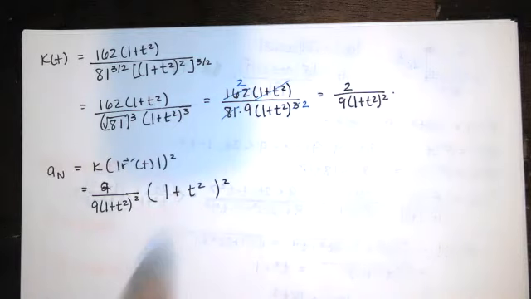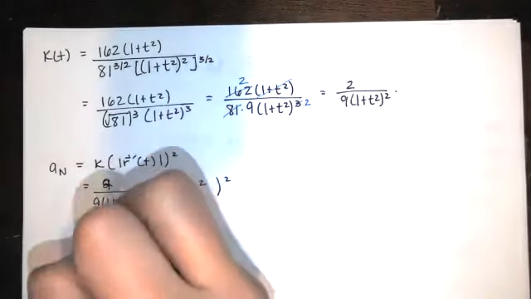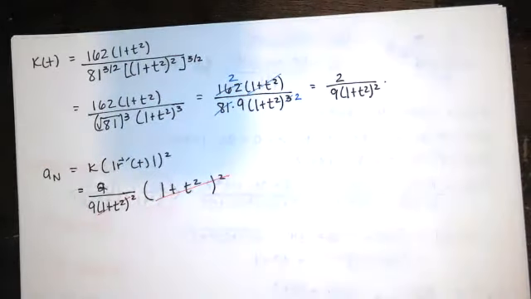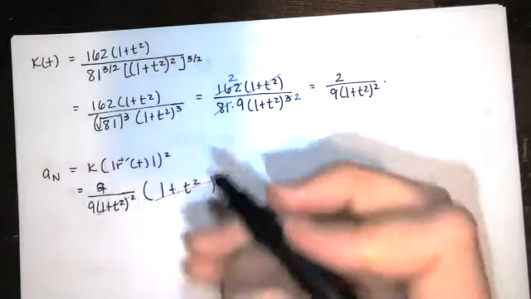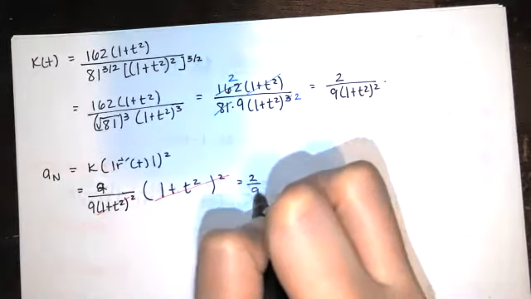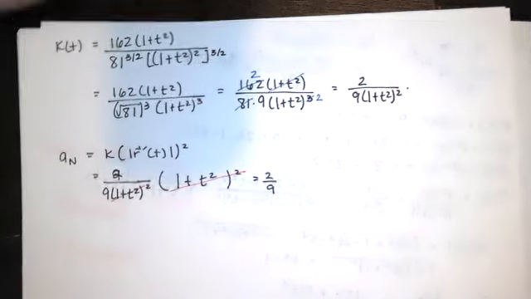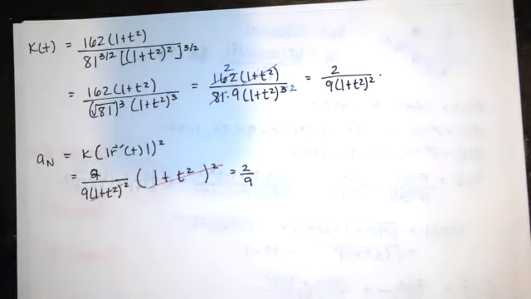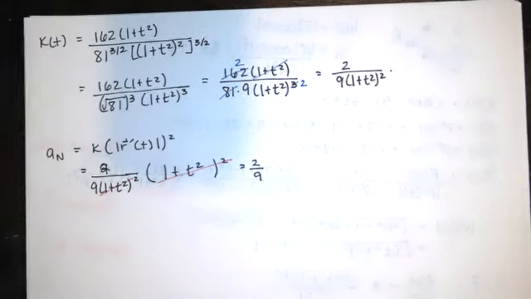So I have a 1 plus t squared quantity squared in the numerator and another one in the denominator, and we just get 2 over 9. Okay, so that's one method of doing it. Actually, I think I made a mistake.